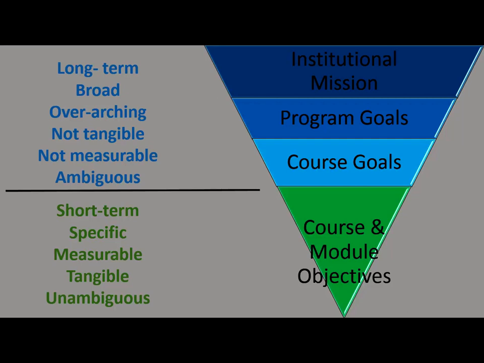And as we go down further, the program goals, the course goals get less and less ambiguous and more specific, or they should. So this is where we're at down here. We're talking about the course and the module level objectives. They're short term as opposed to being long term, specific and measurable. We've talked about that. Things that we can see, and they're not ambiguous, right? They're very clear, easy to understand. I know exactly what it is that you are going to do, and then I know exactly what it is that you want me to be able to do as a result of that.